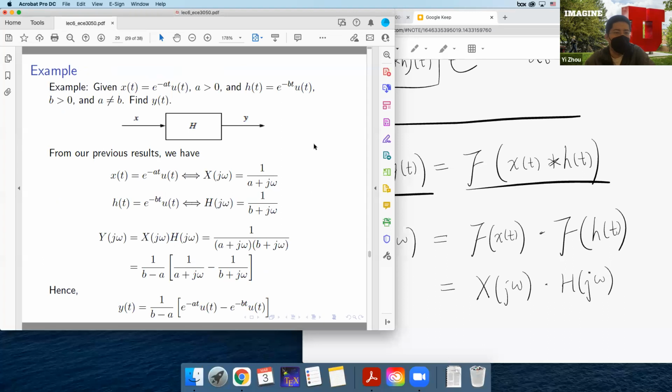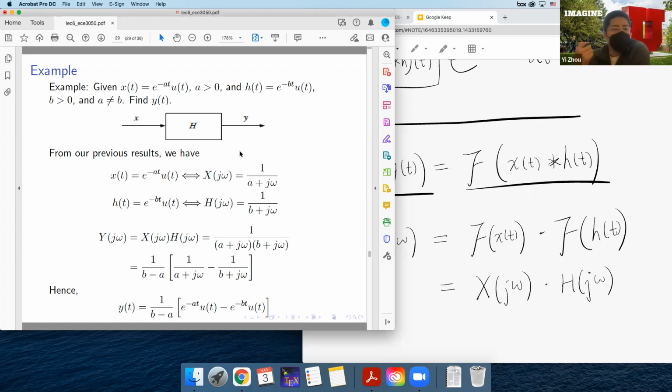So let's look at one example to see how this is applied to analyzing an LTI system. We are given such a causal, exponentially decreasing input, and we are given that the system response is this signal. Okay, and A is not equal to B. These parameters, A and B, are not equal. So this is a system diagram: an LTI system, we have this X, we have the impulse response. We need to find out y(t).